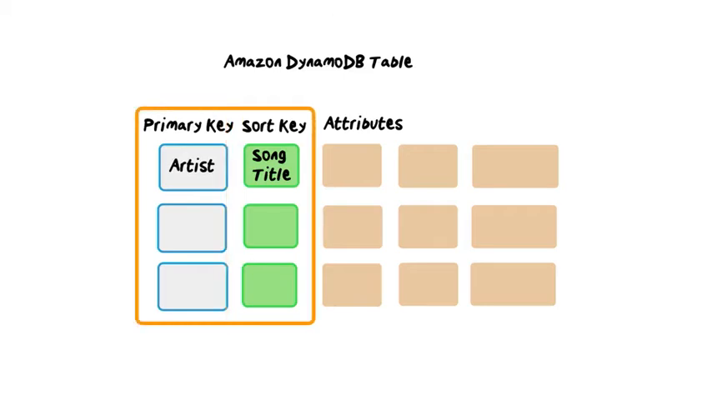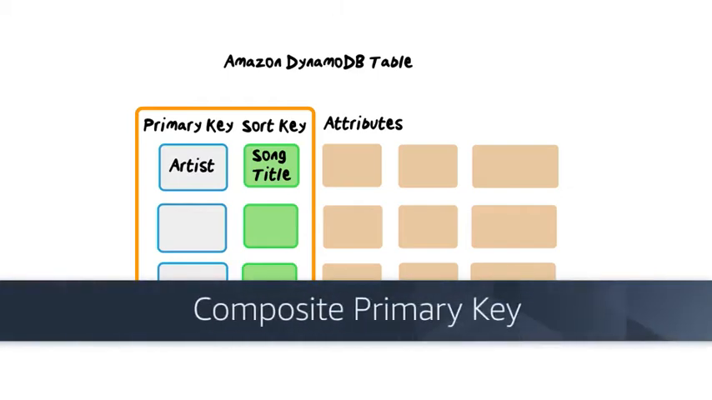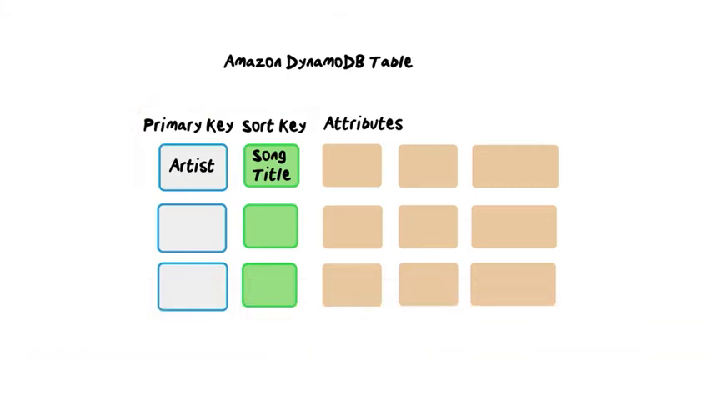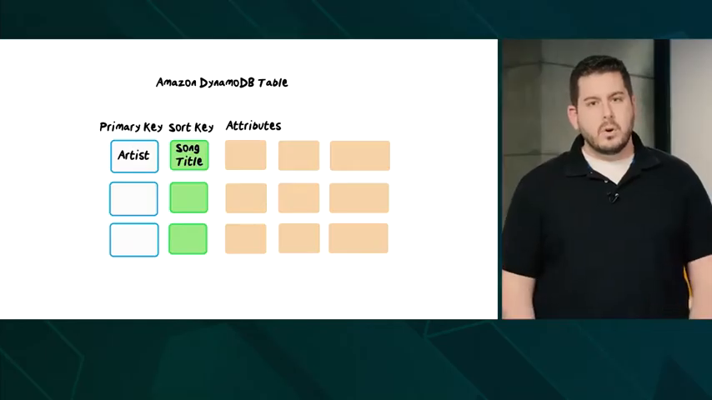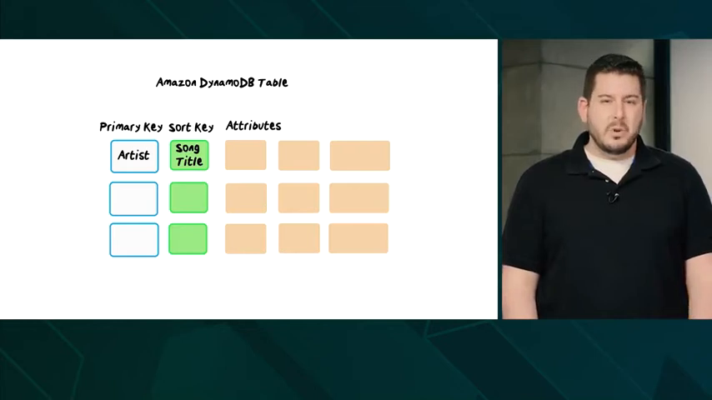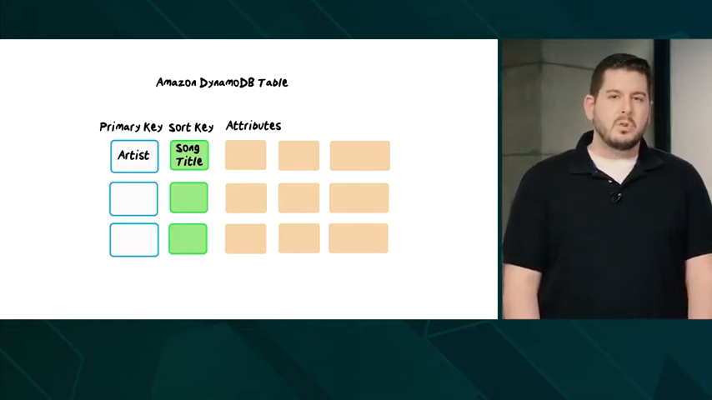When a partition and a sort key exist in a table, it is referred to as a composite primary key and is composed of two attributes. The first attribute, again, is artist. The next attribute is song title. Okay, so while this table isn't super useful yet, it will become useful when we add attributes.